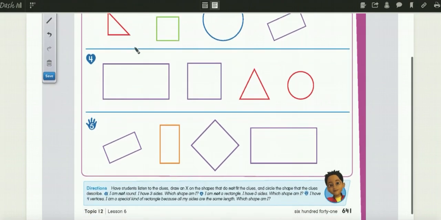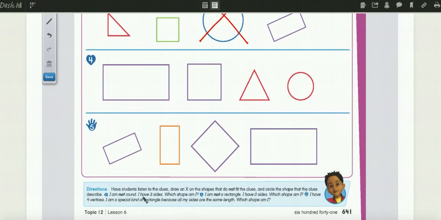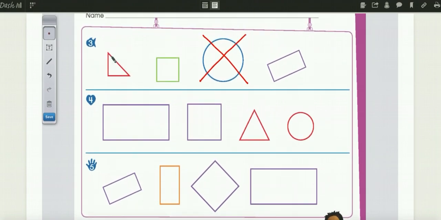So our first clue says, I am not round. So I'm going to cross out the circle because the circle is round. The next clue says, I have 3 sides. 1, 2, 3. 1, 2, 3, 4. Our mystery shape is a triangle.